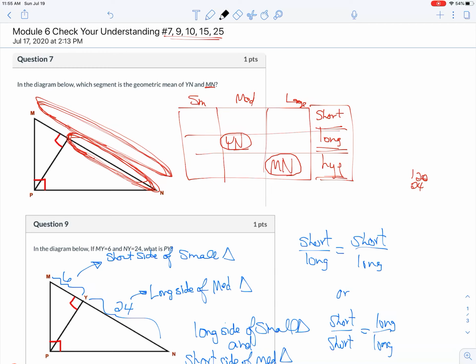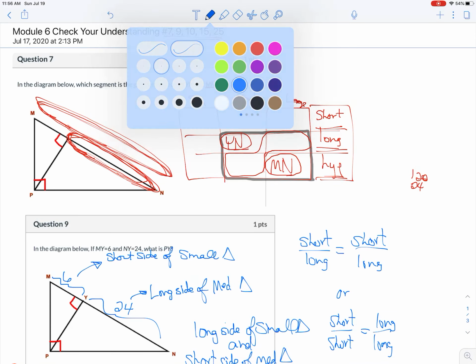Now I have two of those givens, and somewhere in there there's going to be a quad. And by a quad I mean it's going to be some segment that actually connects the medium and large triangles that is the same. So looking at this table sometimes helps me. What is the hypotenuse of the medium triangle?